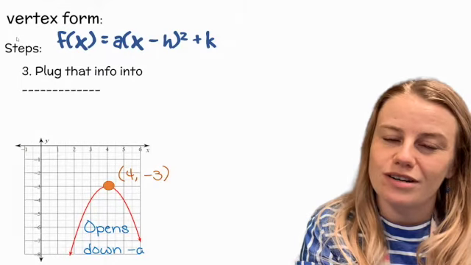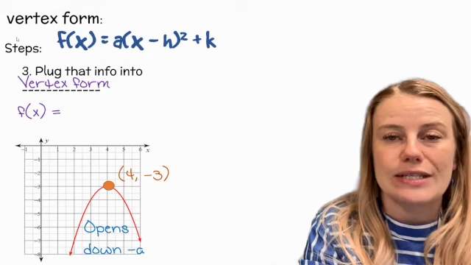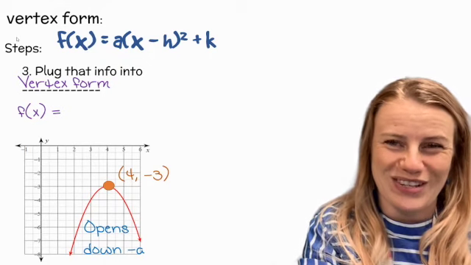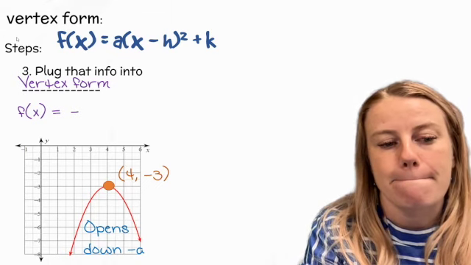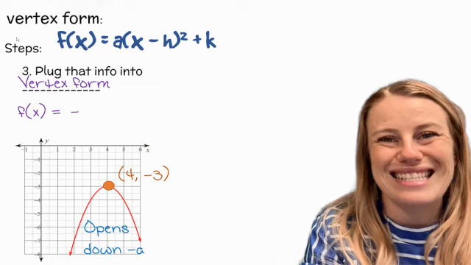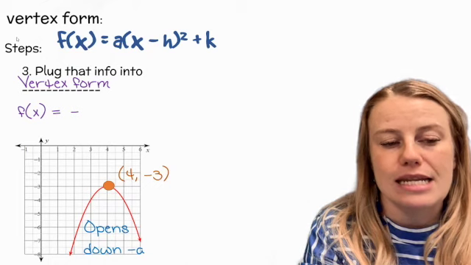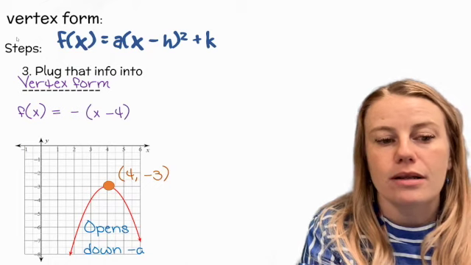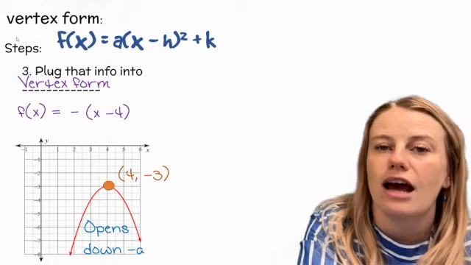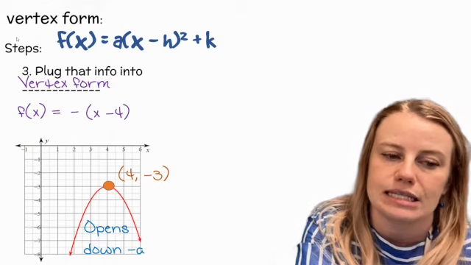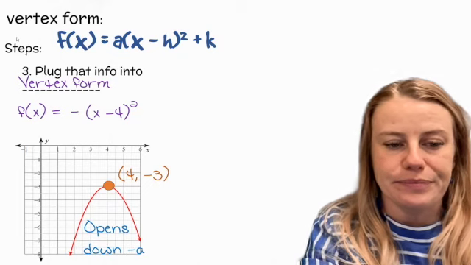Final step, plug it into our vertex form. f of x. So a, we said, was going to be negative, so negative, and then open my parentheses for x. Remember that the inside lies, so we're going to change that x value from +4 to -4. Whenever I'm putting that number into my parentheses, I'm doing the opposite of what the actual vertex x value is. Squared, don't forget your squared. If you forget your squared, this is not accurate.